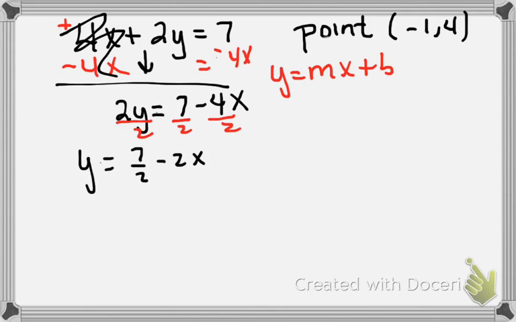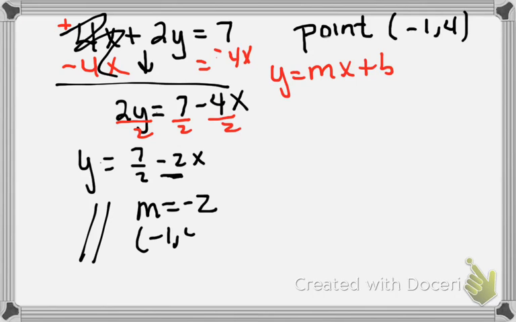Now, I need to know something about parallel lines. Parallel lines have the same steepness. So that means their slopes are the same. Their y-intercepts are different, but their slopes are the same. So I am going to use -2 as my slope. I have a point of -1, 4, and I'm going to use that for my x and y.